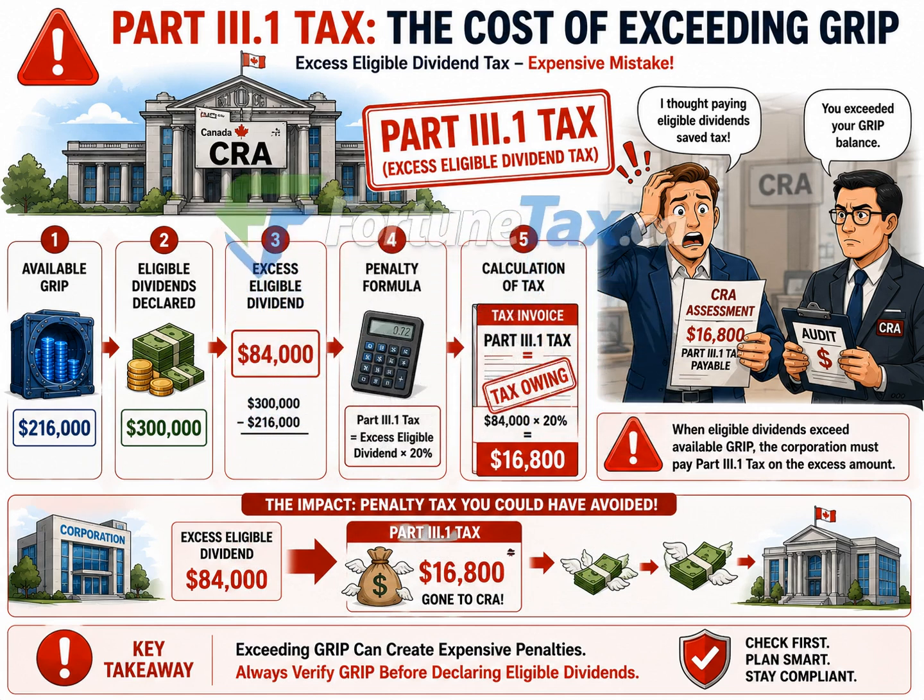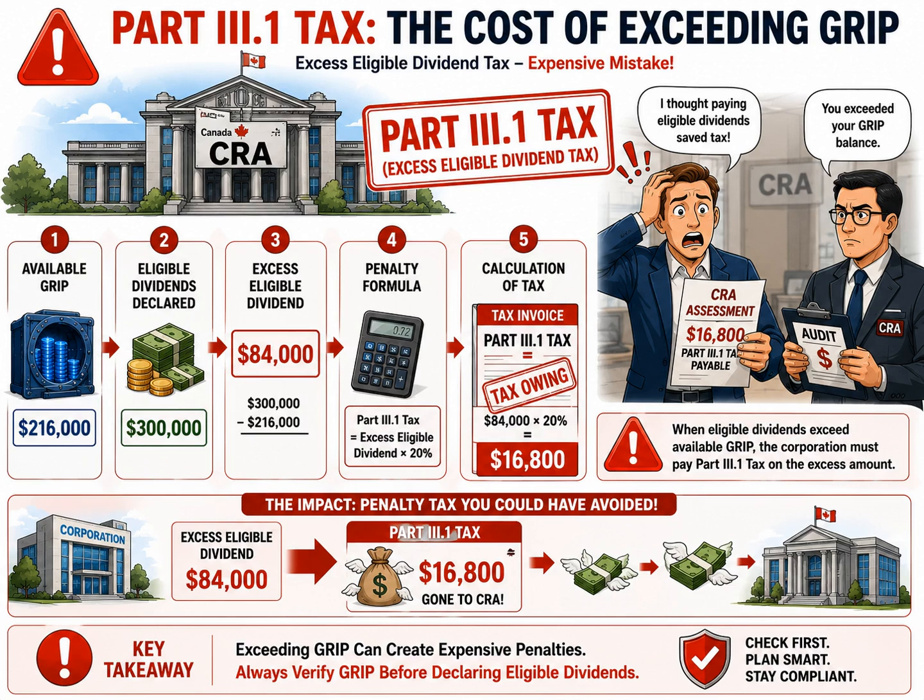Notice what happened here. The corporation did not earn additional income. It did not receive any additional cash benefit. It simply classified too much of the dividend as eligible. Yet that single mistake created a $16,800 tax bill. This is why the business owner shown on the right side of the slide is shocked when receiving the CRA assessment.